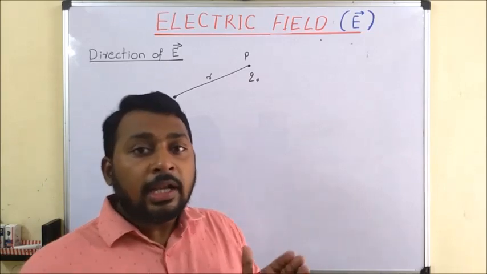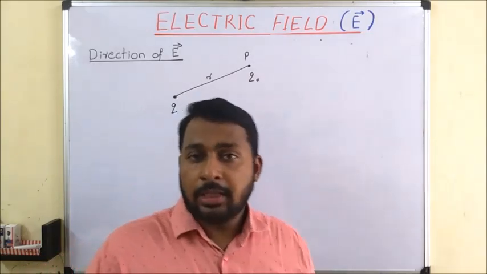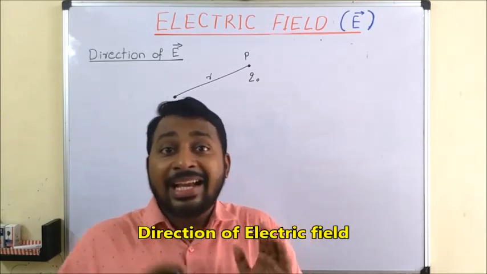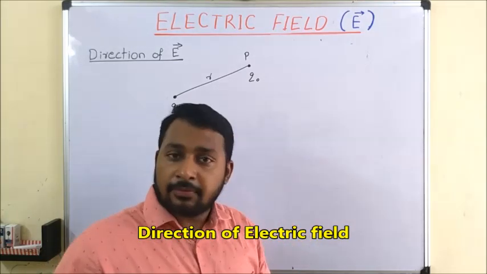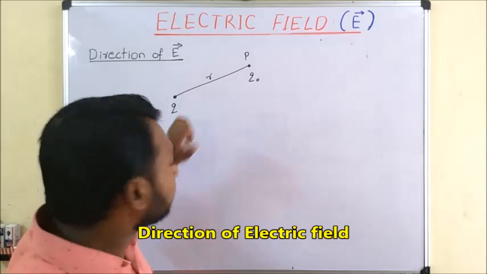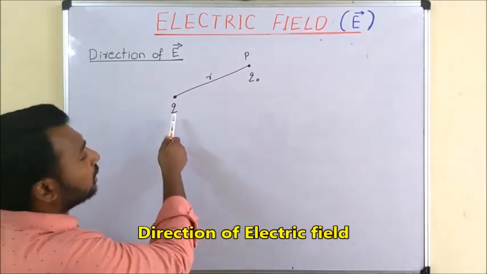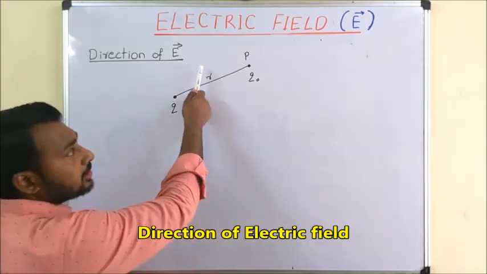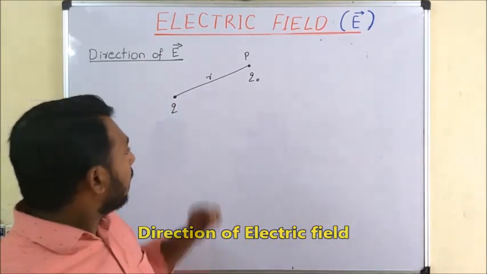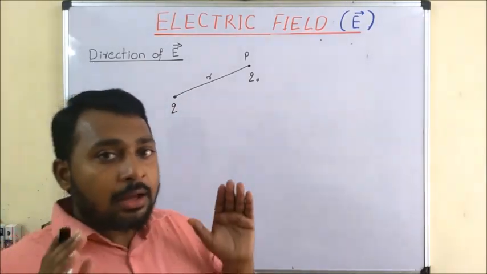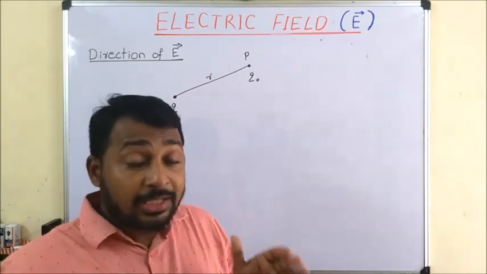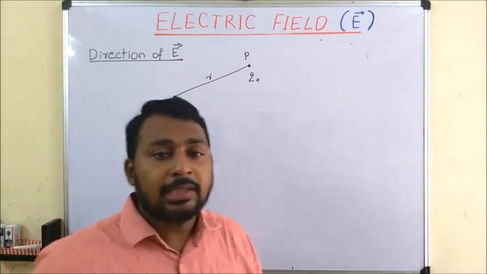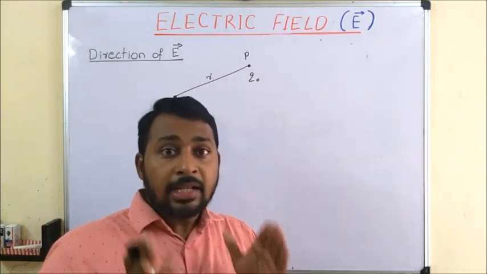We know electric field is a vector quantity, and now we have seen its magnitude. Now the direction of electric field. Look at this diagram. Again the same situation. It's a point charge Q and test charge Q naught separated by a distance R. What will be the nature of the force between them? Both of them are positive, so it is clear that the force will be a repulsive force.